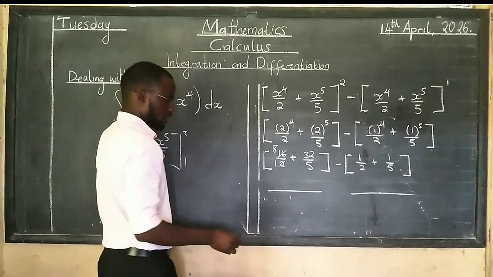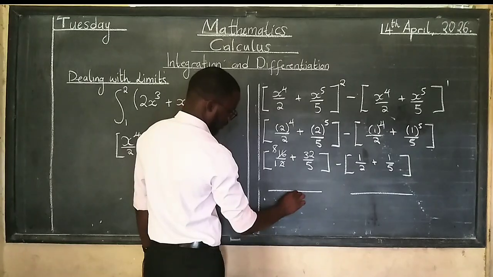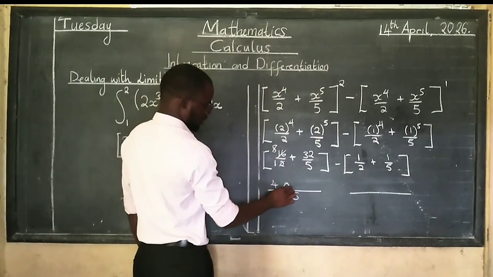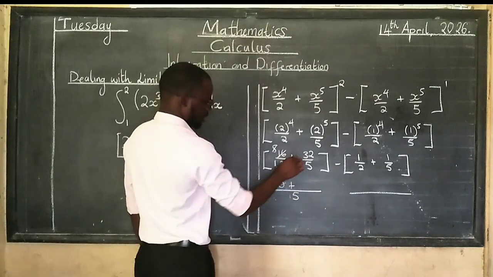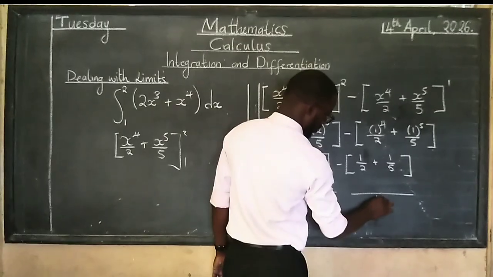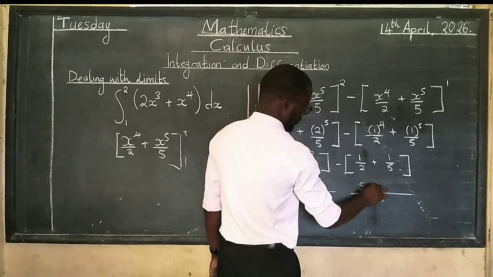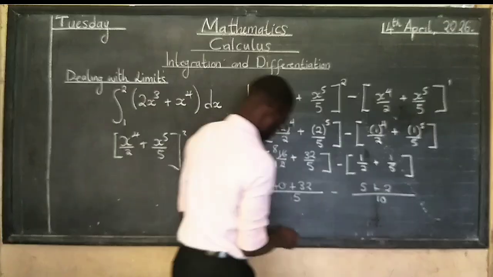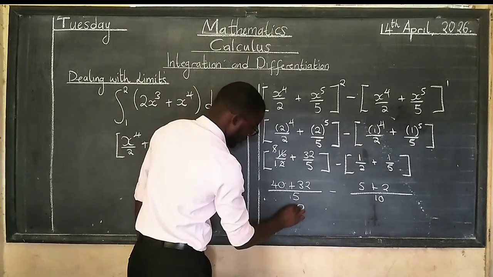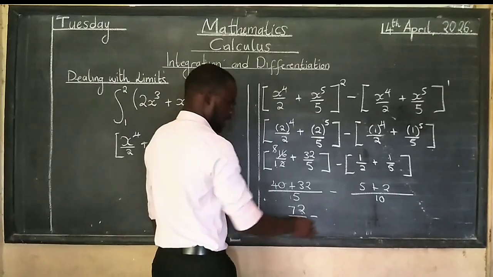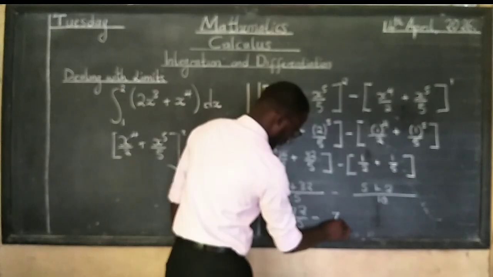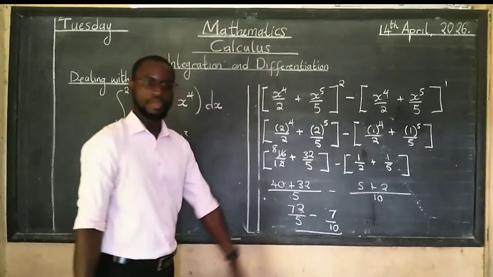Let's see if we can use the butterfly method. 1 times 5 is 5, and 5 times this is 40. Plus 1 times that is 32, minus this times this is 10, that times that is 5, that times that is 2. Then here I have 40 plus that, which is going to be 272 over 5, minus, then here this plus this is going to give me 7 over 10. Pretty sure from there you can solve it.